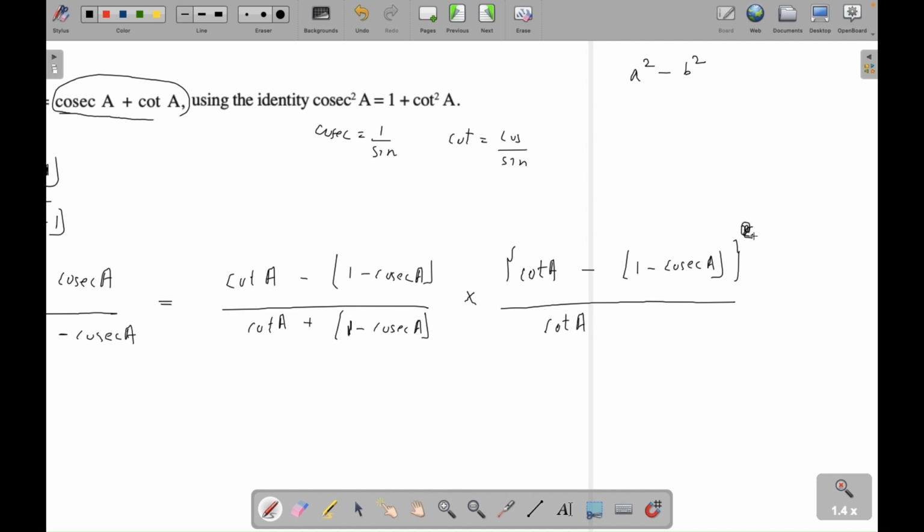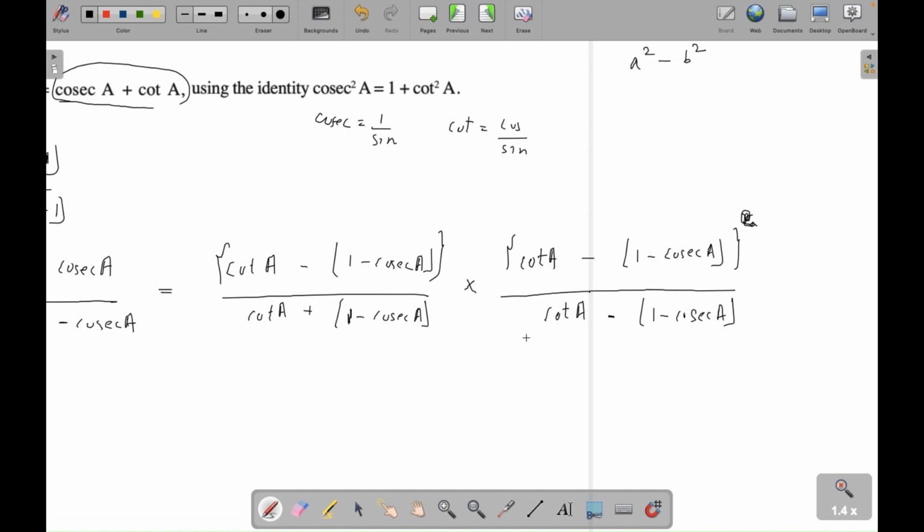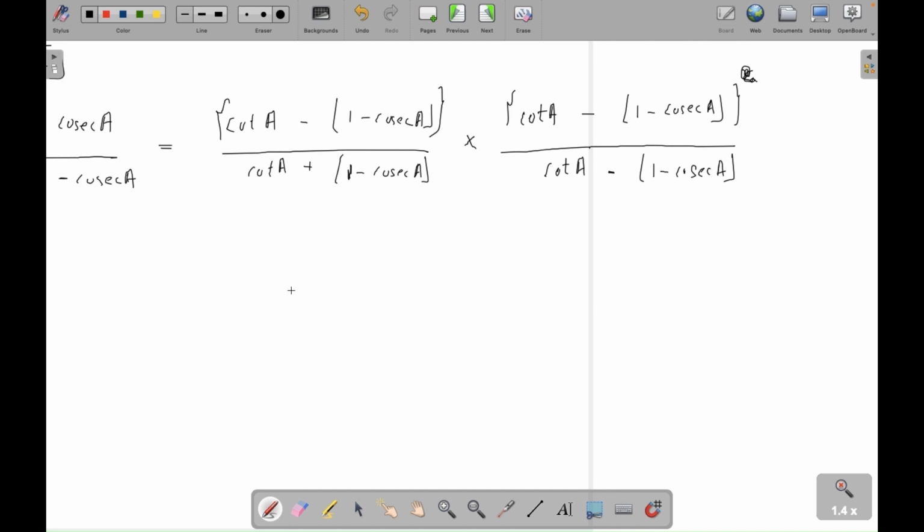And then in the denominator, if you multiply, then it will become whole square. In the denominator, we'll have cot A minus 1 minus cosec A. So this will be cot A square minus 1 minus cosec A whole square. Right, numerator it will be, so cot A minus 1 minus, sorry, yeah, so it will be like this.